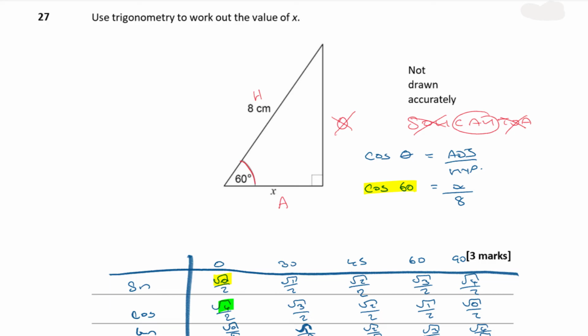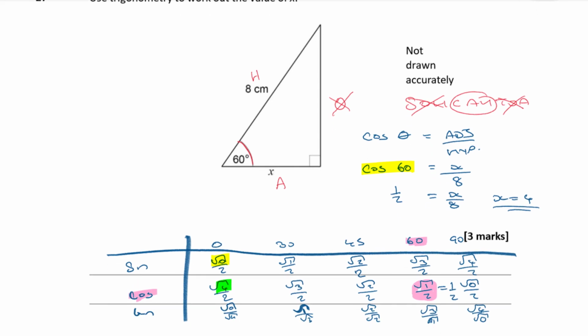The only one I need is cos 60. So reading across from cos and down from 60, the one I'm looking for is that one there, because it's in the 60 and it's in the cos. So the cosine of 60 is root 1 over 2. The root of 1 is just 1, so this resolves to 1 over 2. It's a half. So the cosine of 60 is a half, and a half is equal to x over 8. Multiplying both sides by 8, I get x is equal to 4. And that's the answer. x is 4.